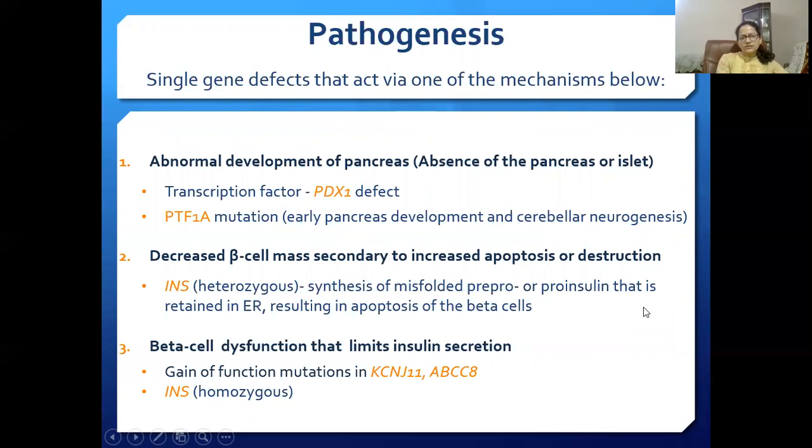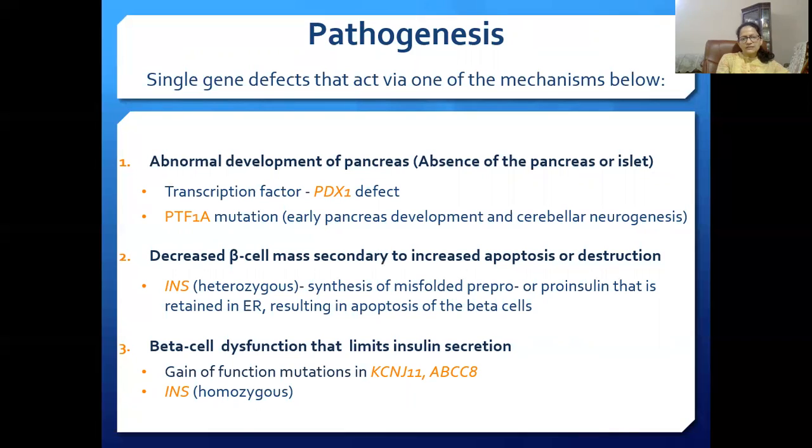So coming to pathogenesis, as we all know, this is monogenic diabetes, and three important mechanisms have been described. So first is that the gene defect can cause abnormality in the development of the pancreas. That is, either the whole of the pancreas can be absent, or islets can be absent. So this is seen in conditions like PDX1 defect, which is a transcription factor, and PTF1A mutation. In this PTF1A mutation, there is a defect in pancreas development as well as cerebellar neurogenesis.